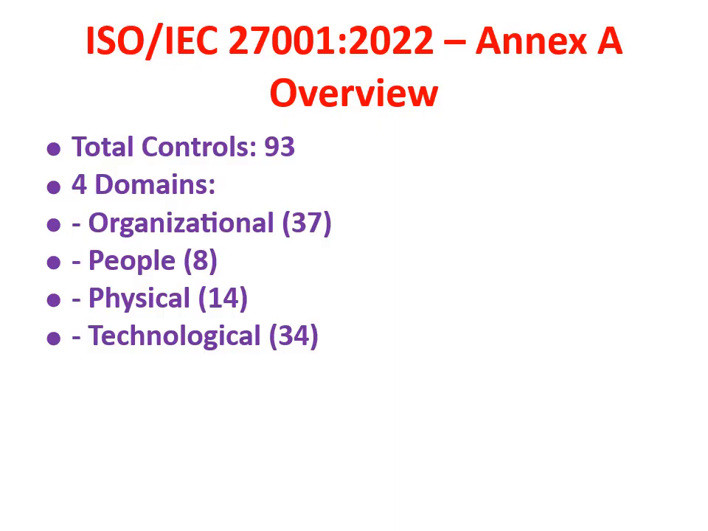Organizational controls, 37. People controls, 8. Physical controls, 14. Technological controls, 34. Annex A provides a structured reference for selecting information security controls based on organizational risks.